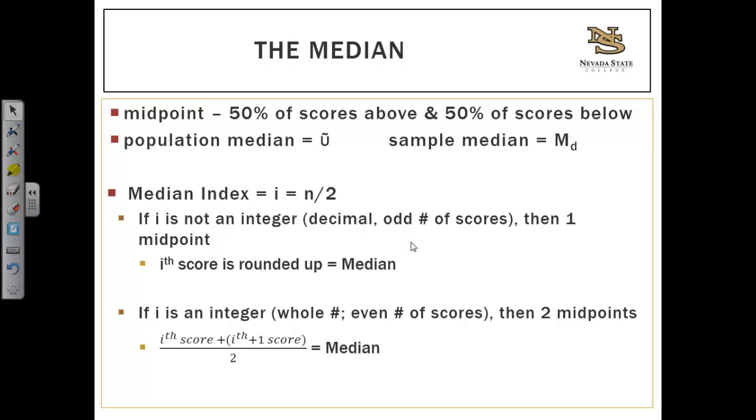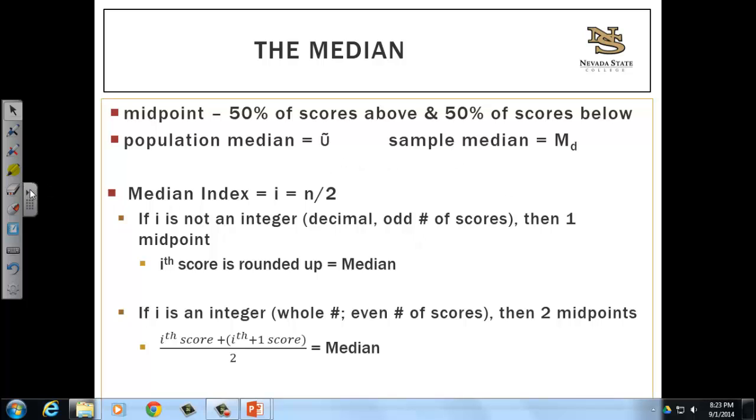Now let's look at the median. So the median is just a midpoint. It identifies the middle of your distribution, and it separates the top 50% of scores from the bottom 50% of scores. Now there's different statistical notation depending on if you're working with a sample or a population. If you're working with a population, then the median is this U with this funky little tilde above it. And the sample mean is symbolized as an M with a D subscript.